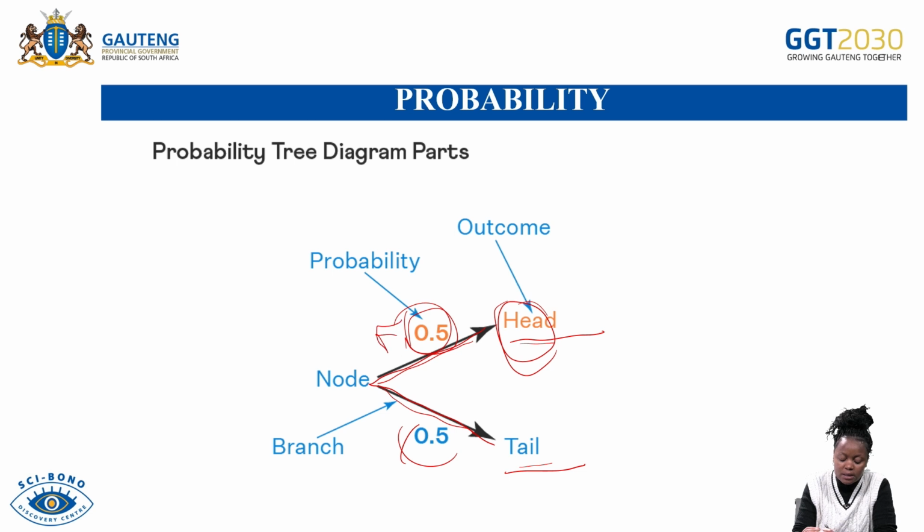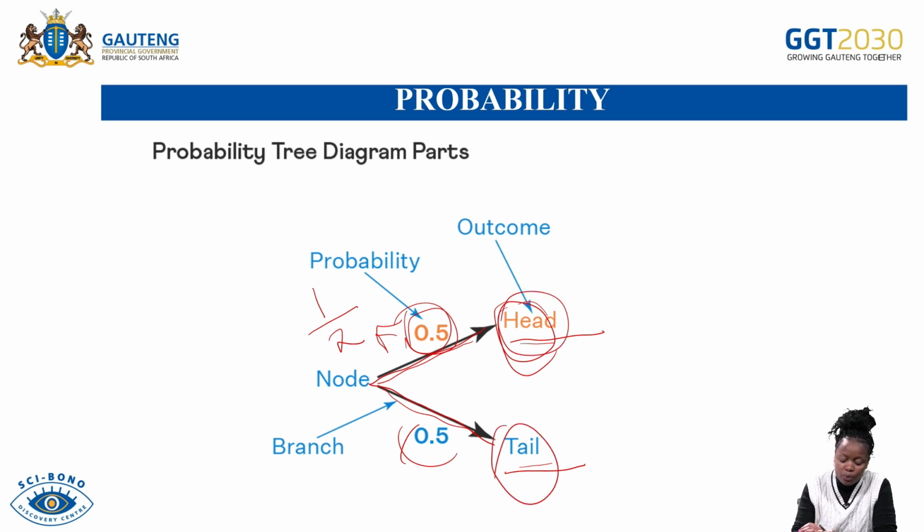Where are we getting the 0.5 from? It's the number of times the event of getting a head takes place, which is 1, all over how many possible outcomes? It's going to be 2. Where am I taking the 2 from? It's from the head and the tail.